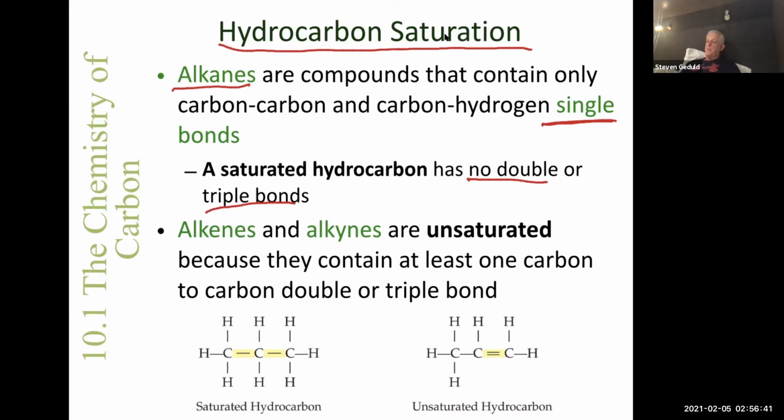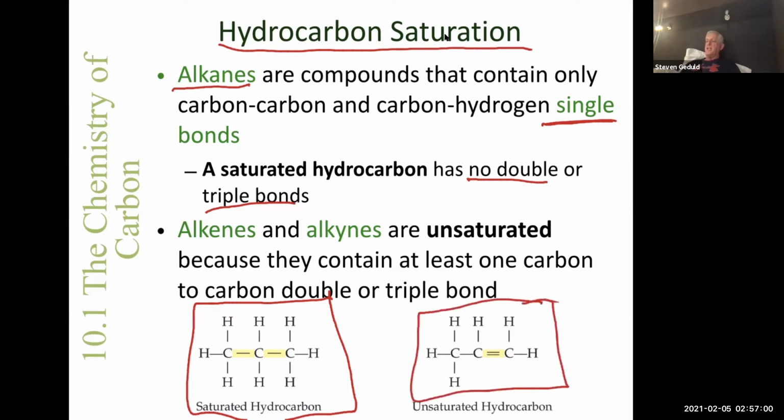So if you have a compound, like right here, this is propane. There's 3 carbons, and every carbon has as many hydrogens as possible to give it 4 bonds. This is propene, ENE ending. This has a double bond. This double bond means that this hydrogen and this hydrogen aren't there anymore. So it's unsaturated. It does not have as many hydrogens as is possible for the number of carbon atoms.